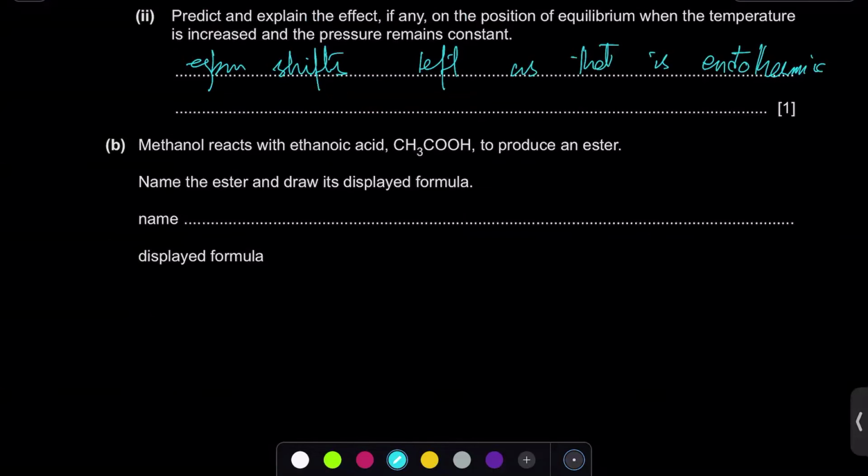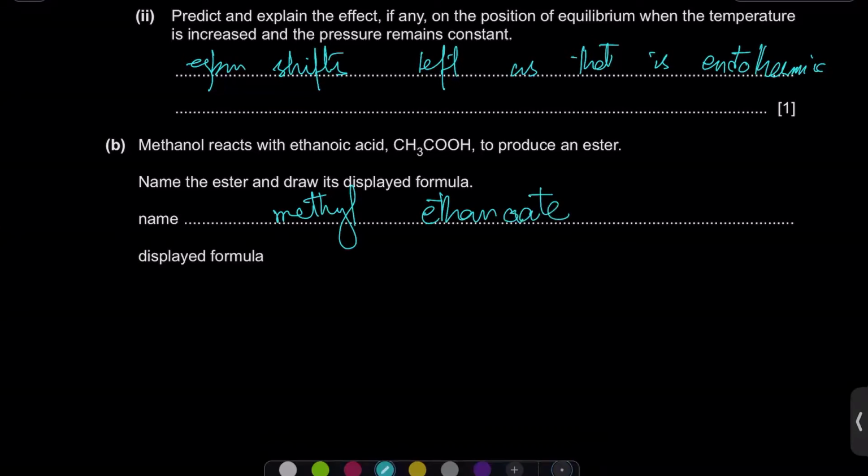Methanol reacts with ethanoic acid to produce an ester. What will be the name of the ester? Methyl ethanoate. Because the branch comes from the alcohol, and the ethanoate part, which has the ester group, comes from ethanoic acid. So first let's draw it.